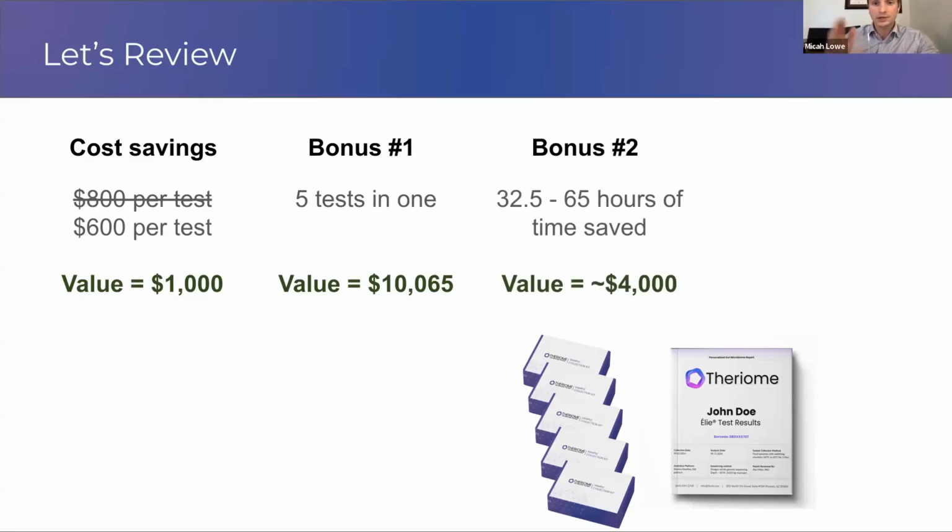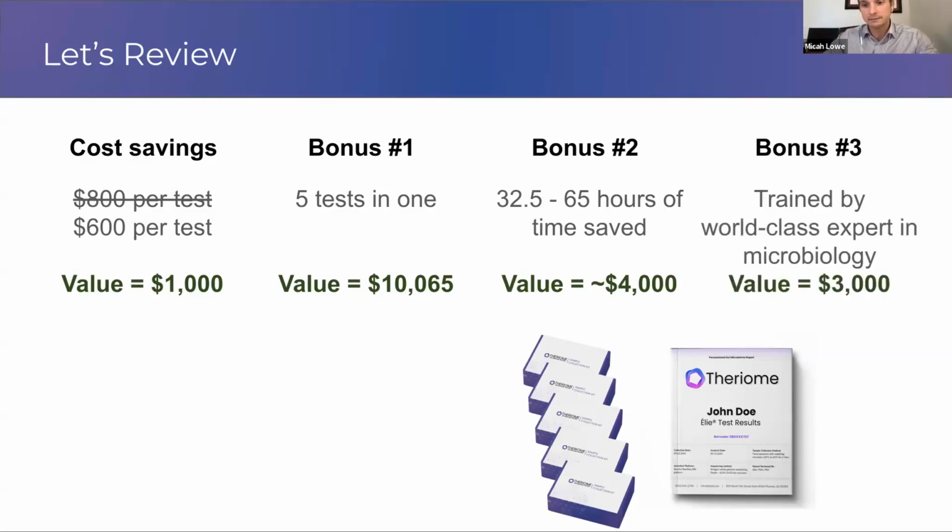Then time saved, 32 to 65. I took 40 hours, just kind of put it on the low side of average and said $100 an hour. So you save $4,000 in time. And as you know, if you're a business owner or a clinician, it's very, very valuable. And then bonus number 3, you get trained by a world-class expert in microbiology. I put $3,000. If you guys have been in master classes or through courses or different things, that can be way more. I put 3,000 because it seemed pretty fair. So total value to get something similar would be over $18,000.